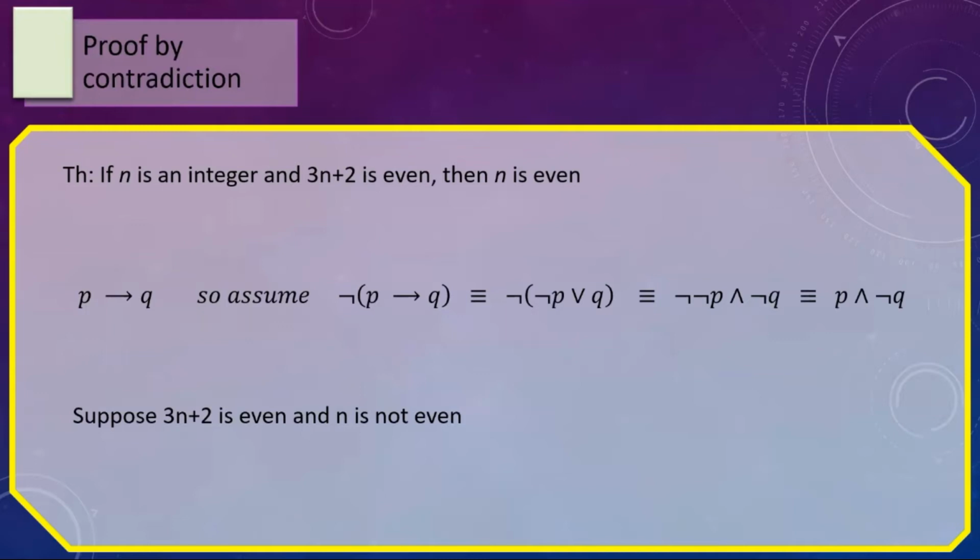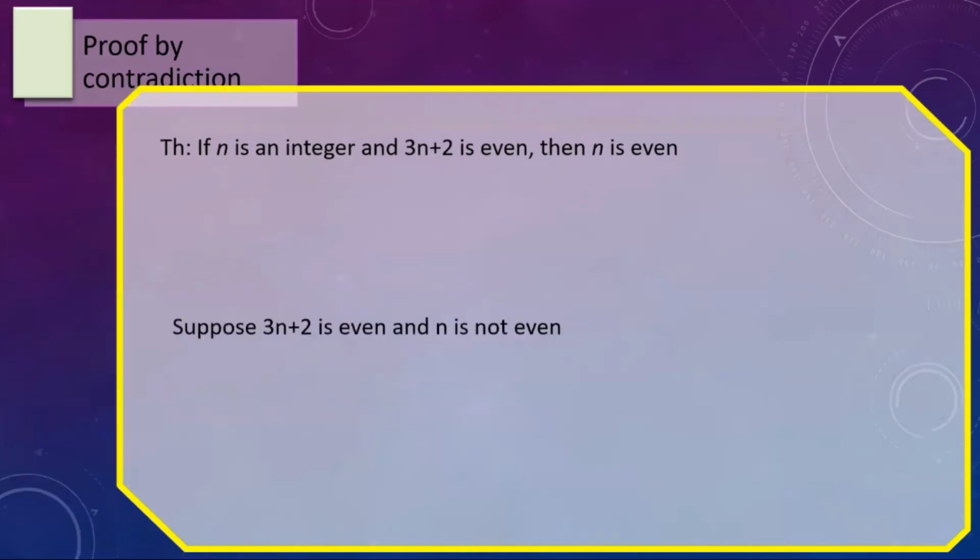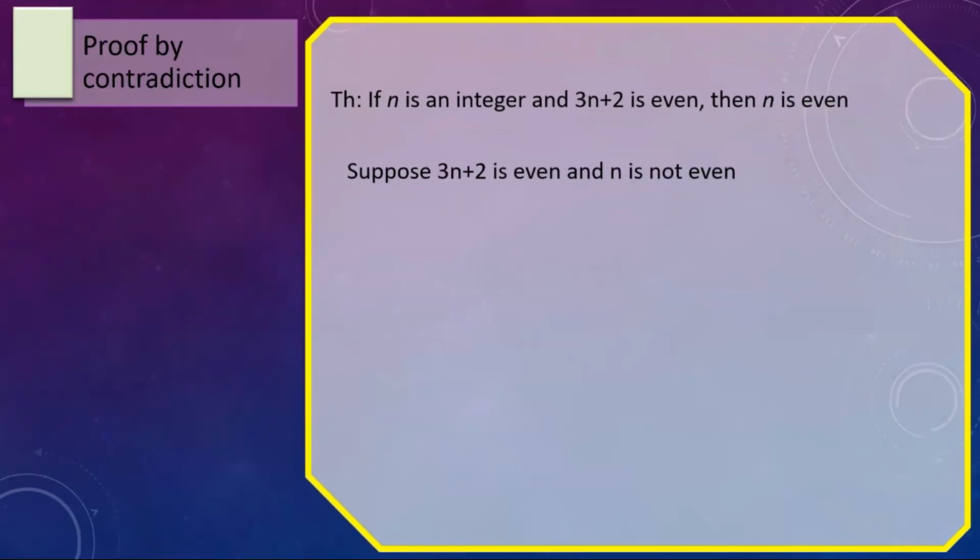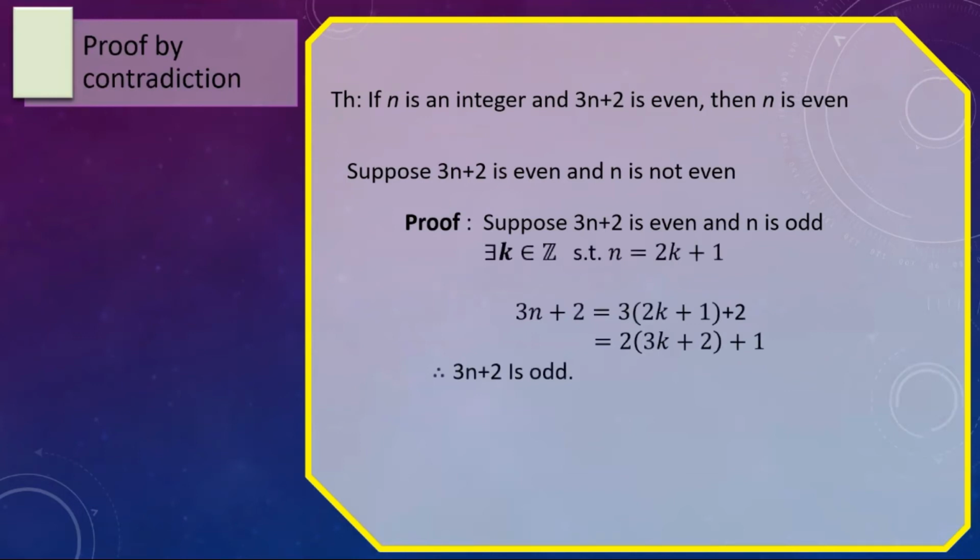Note, we've seen this proof before, but I'm just showing you that we can apply a different technique here. So we're going to make the assumption that 3n plus 2 is even and n is not even, and see if we can get a contradiction. So if n is not even, it's odd, so our assumptions will be 3n plus 2 is even, n is odd. By definition, if n is odd, that means there exists an integer k where n can be rewritten as 2k plus 1, right? Our definition of odd number.